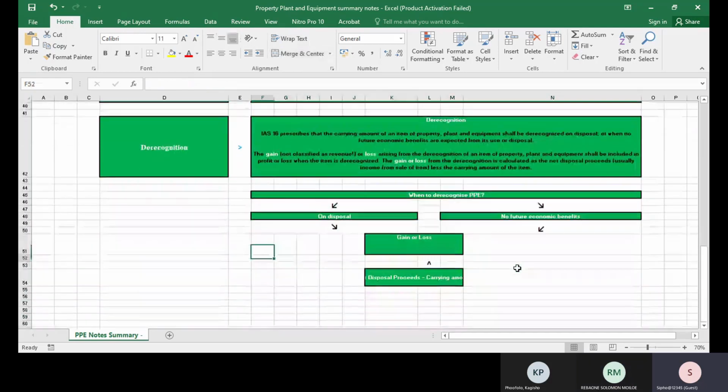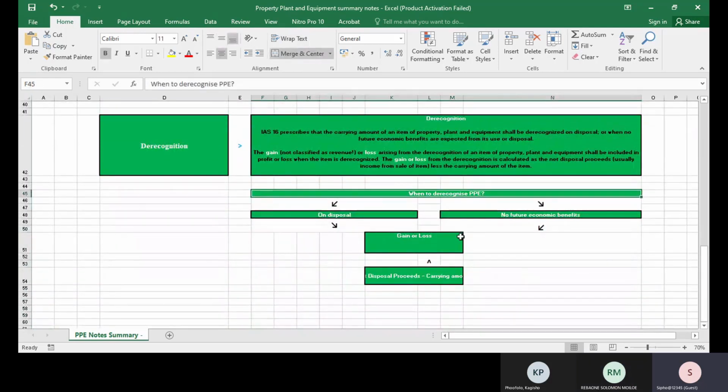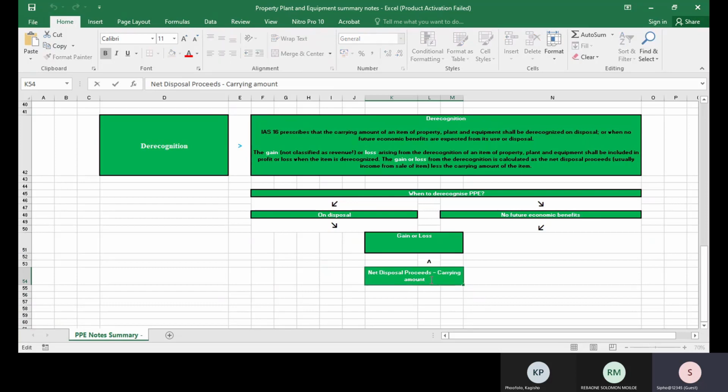So I've done a nice summary for you here so that you know when to derecognize PPE: on disposal, when you sell it, right? No future economic benefits. In that case, we've discussed it. Then you calculate your gain or loss. And then net disposal proceeds minus carrying amount will give you what I call a gain or a loss, right? Right.